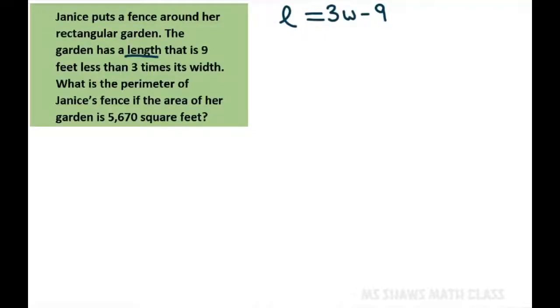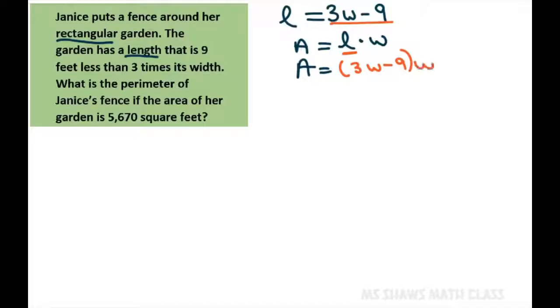All right, and we're given the area of the garden, so we know the formula for area for a rectangle is length times width. So area equals length. Our length is right here, so substitute 5w minus 9 times w. And we also know the area is 5,670. So this is going to be 5w squared minus 9w.